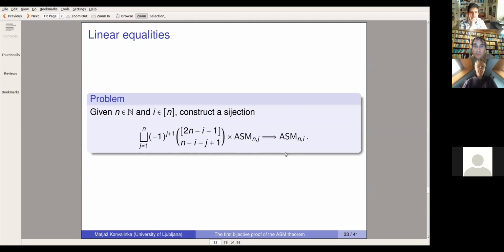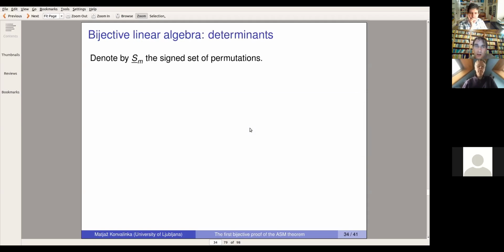Okay, so how does that help you? Well, you can look at this. This is kind of like linear equalities for signed sets, or sets in this case. And how do we solve linear equalities? How do we solve systems of linear equations? Well, with linear algebra. So what we need here is some bijective linear algebra. Let me show you a couple of examples of what I mean by that.